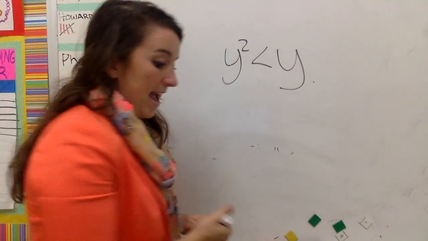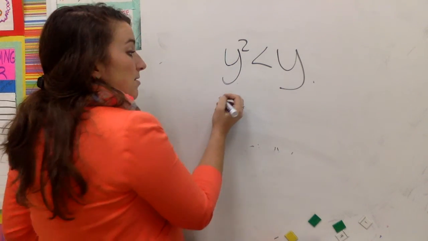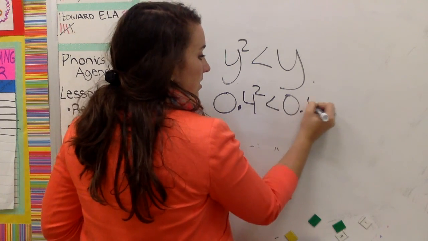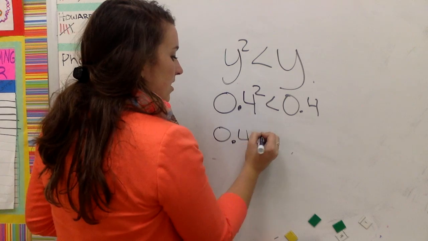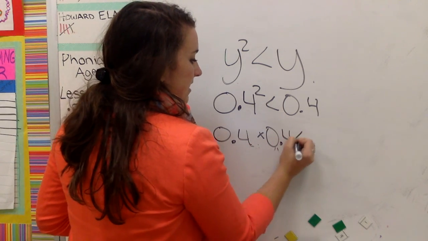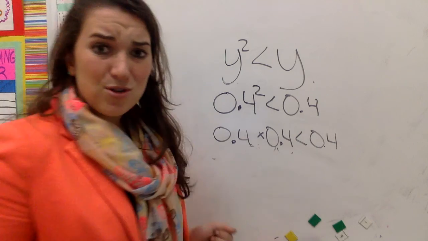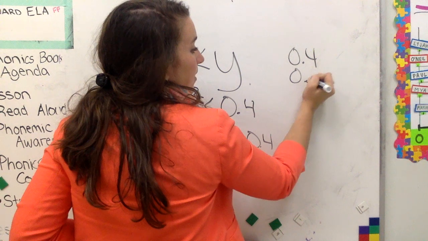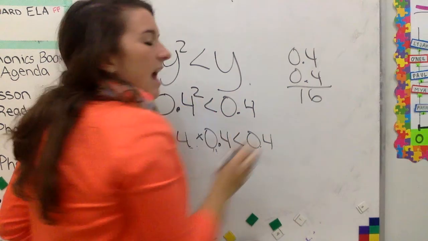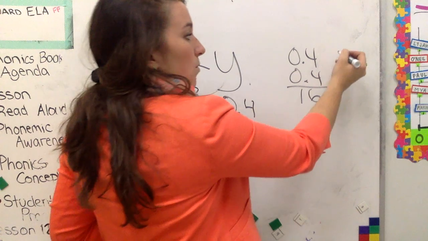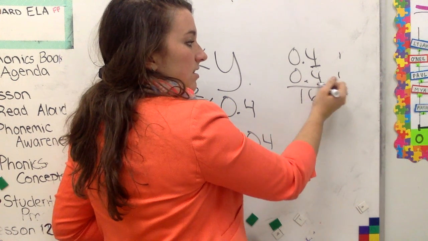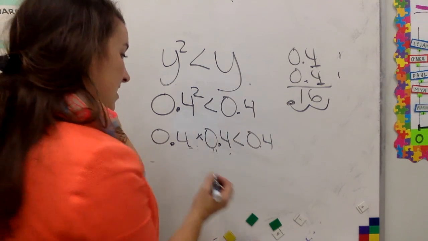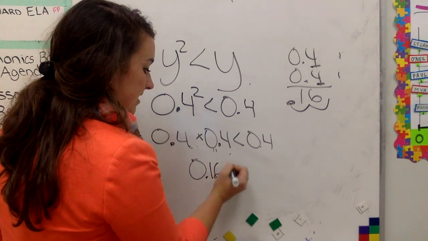For D, we have a decimal. D would be 0.4 squared is less than 0.4. So that's saying that 0.4 times 0.4 is less than 0.4. I'm going to do it out on the side just to check. 4 times 4 is 16. I need to move my decimal 2 places because I have 1 digit here and 1 digit here behind the decimal. So I'm going to move it over 2. I have 0.16.